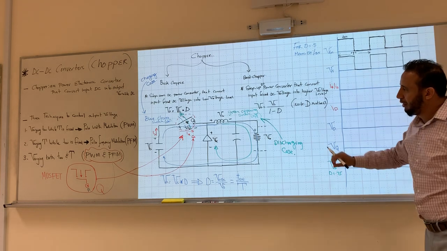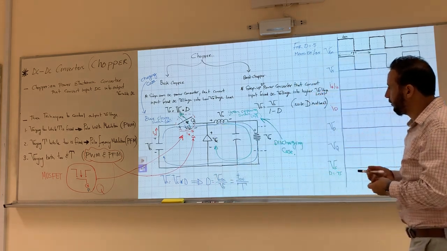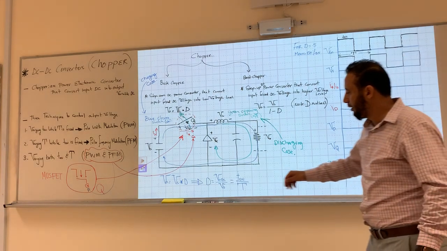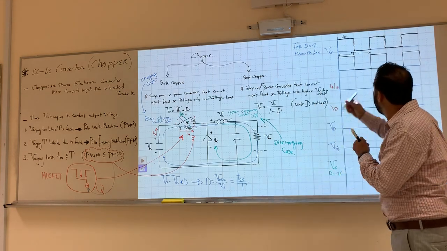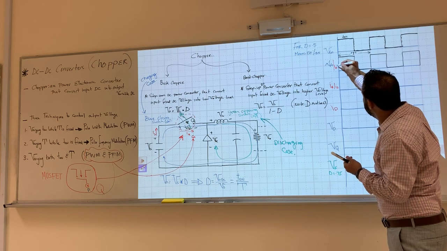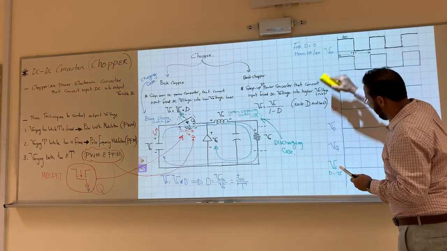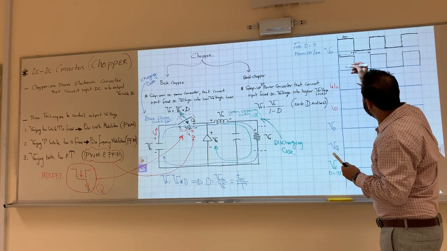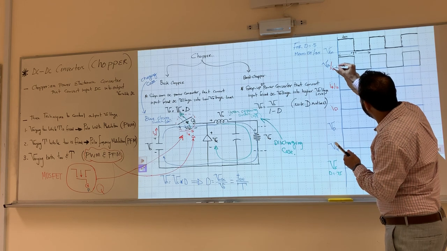Let's look at the current here. What will happen to the current, guys? Charging means, is it going to decrease or increase? Okay, we say this is V source right here, and this one here is I out max. I want you guys to see it clearly. This is V source and I out max.